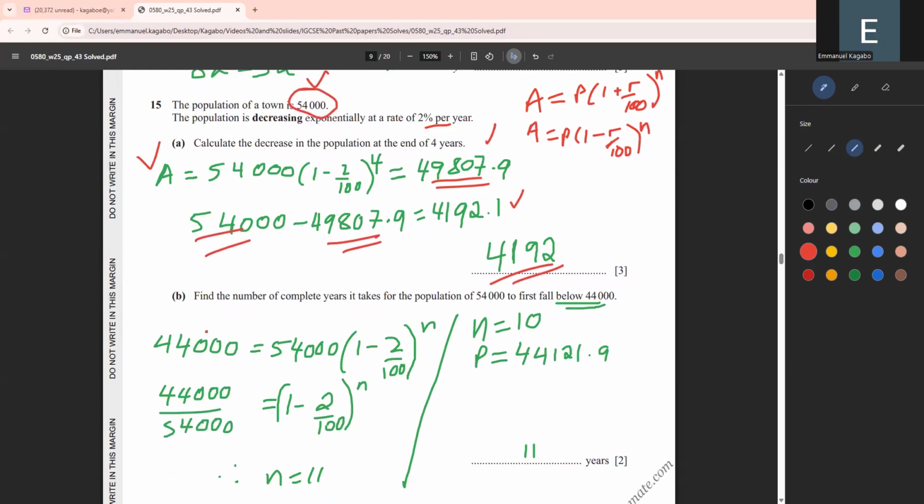Okay, very good. Now, find the number of complete years it takes for the population of 54,000 to first fall below. The keyword here is "below", be careful with that. Again, it's exactly the same formula, but this time we have the population after a certain period of time. We don't know if this one happened after 2 years or 3 years, but what we know is, here I'm just giving an example, that after 4 years, the population is this. It's this one, 49,000. So all we know is after 4.